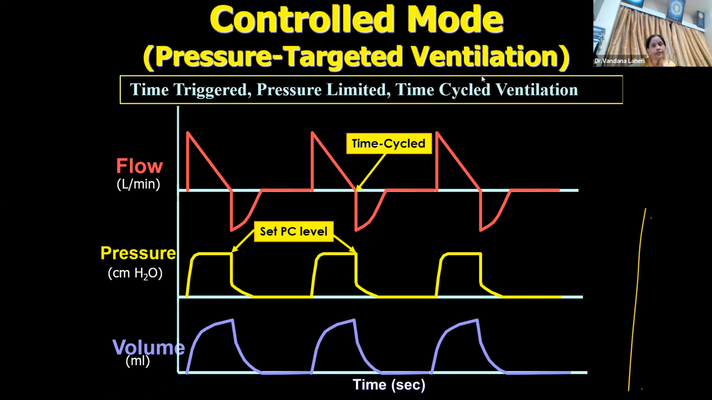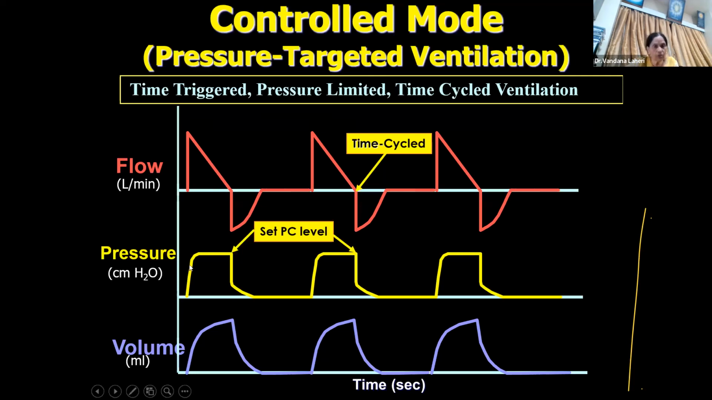Now, why do I call it a pressure targeted ventilation? Why should the flow fall? How do you set a pressure targeted ventilation? Okay, this is time cycled. That means the patient is on a mechanical breath. He is not making any effort. He is not assisting you. Why should the flow fall?